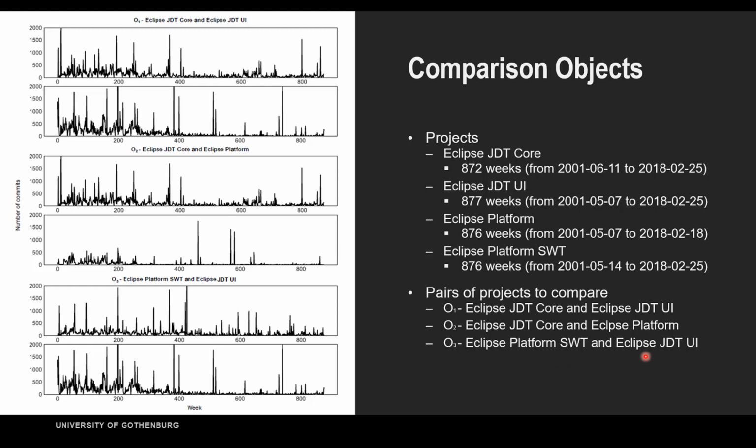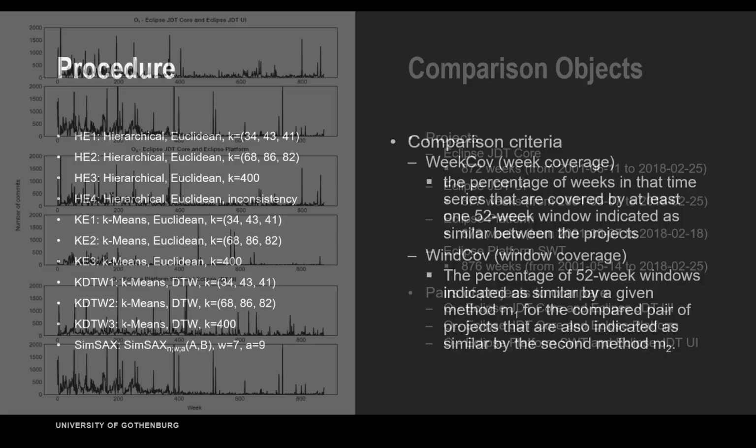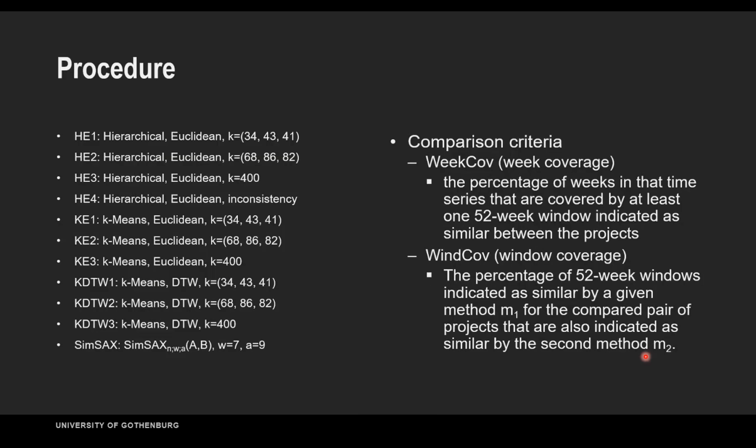In order to be able to say something about SIMSAX, we also compared this method to other methods that could be used in the same context. So what we could do is we could use hierarchical clustering with the Euclidean distance, where we basically compare two different trends and say how far those lines are from one another. But this method has a number of different issues.